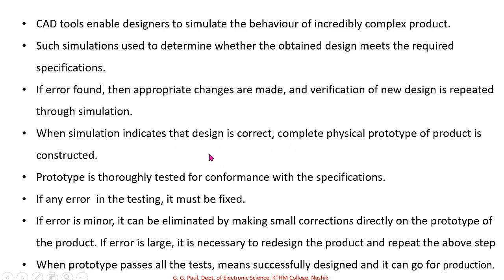When simulation indicates that the design is correct, the complete physical prototype of the product is constructed. Then the prototype is thoroughly tested for conformance with the specifications. Any error found in the testing must be fixed. If the error is minor, it can be eliminated by making small corrections directly on the prototype. If the error is large, it is necessary to redesign the product and repeat the above steps. When the prototype passes all the tests, it means it is successfully designed and can go for production. These are the steps given in the flowchart.